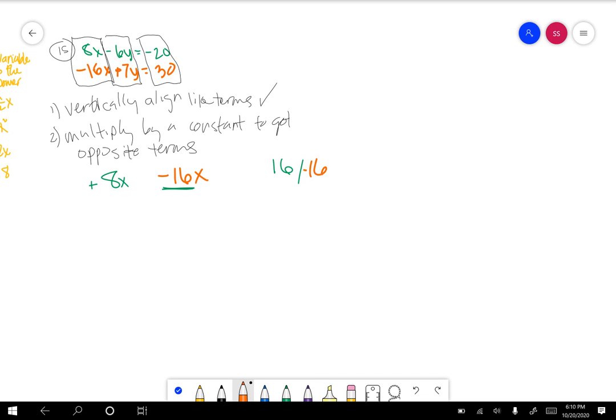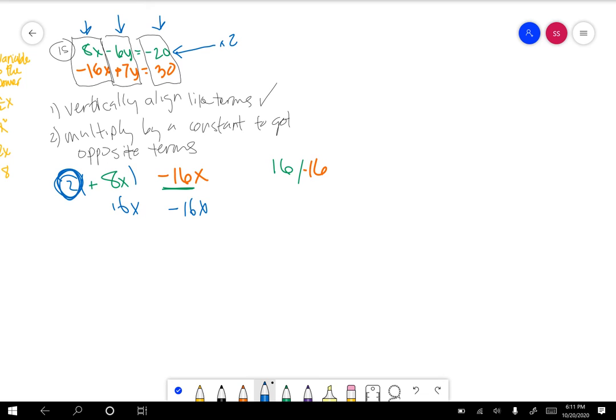So we're trying to get to 16. What do we need to multiply 8 by to get to 16? Well, think back to your multiplication tables. We multiply it by 2. If we multiply it by 2, we would get 16x, which is the exact opposite of negative 16x, okay? So now that we know what we need to multiply by, we're going to take that constant, the winner, chicken dinner constant, and multiply that entire equation, so each term in the equation, by 2.